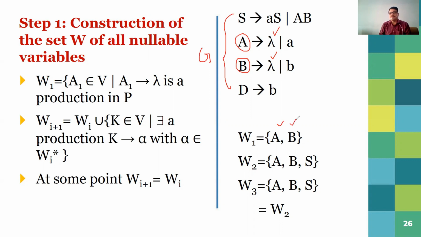Now we will try to find W2. W2 is nothing but W1 union {A to alpha with alpha belongs to W1 star}, meaning any combination of W1. So in this case, W2 will be W1, that is A and B, and AB is produced by S. So we will write here S. Similarly, we will find W3, and fortunately W3 will be equal to W2. So we will stop here because this condition is satisfied. So now this W is the set of all nullable variables, meaning these variables are affected by null.